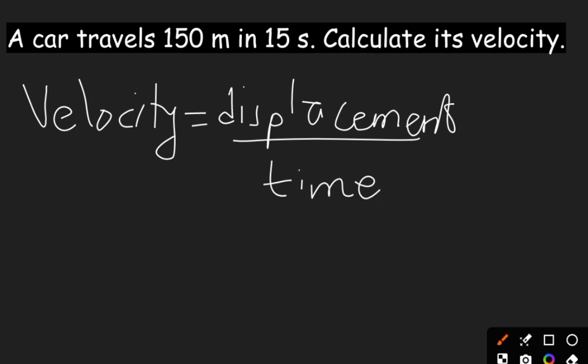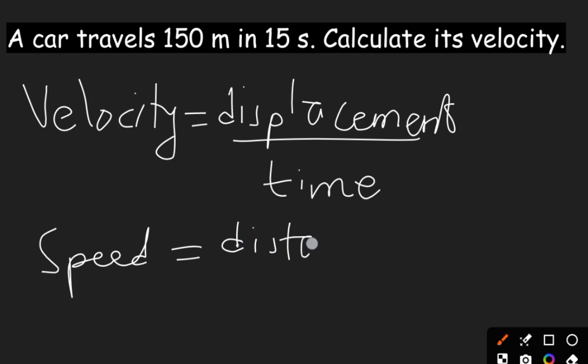Now, some people confuse speed with velocity, but even though they are similar, they are not the same. Velocity is a vector quantity, speed is a scalar quantity. So speed is distance over time. Now displacement is a vector quantity, distance is a scalar quantity.